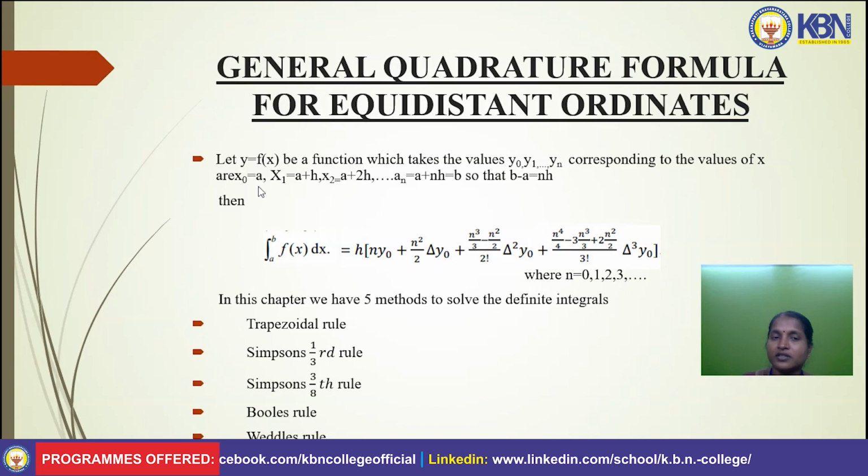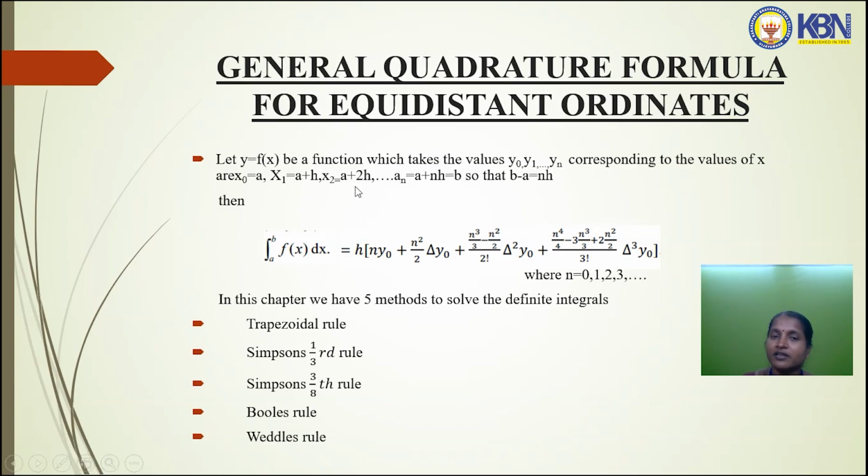The first value is a and the second value is a plus h. That means we add some h, then we get the second ordinate. Again we add h, then we get the third ordinate, x2 is equal to a plus 2h. These x values are all equidistant ordinates. So this is the general quadrature formula.